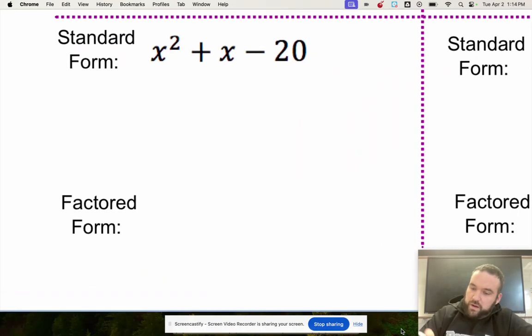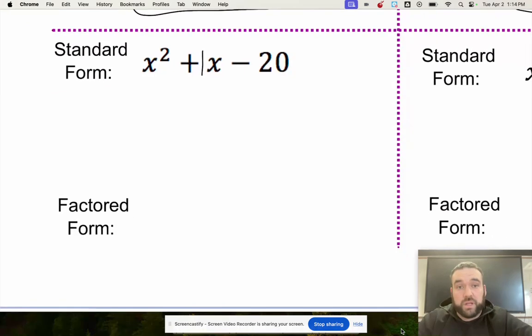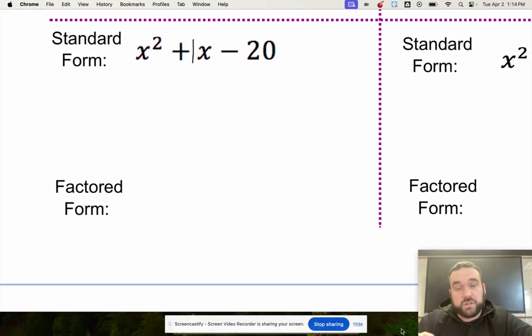X squared plus x minus 20. Not a requirement, don't do it if you don't want to, but I would recommend putting in a 1 there for the coefficient for that b value, so that I know when I combine my like terms, I want positive 1x.